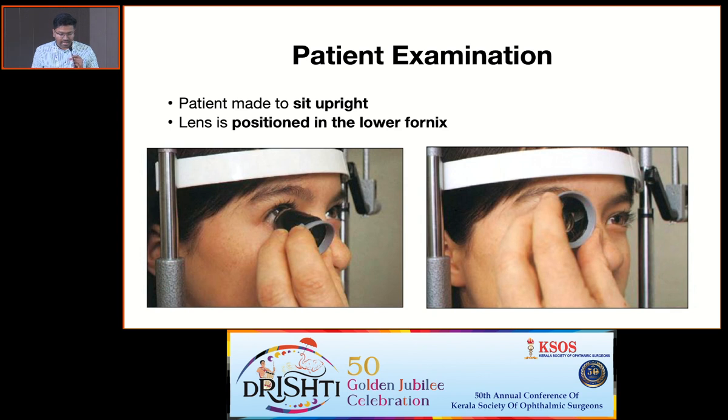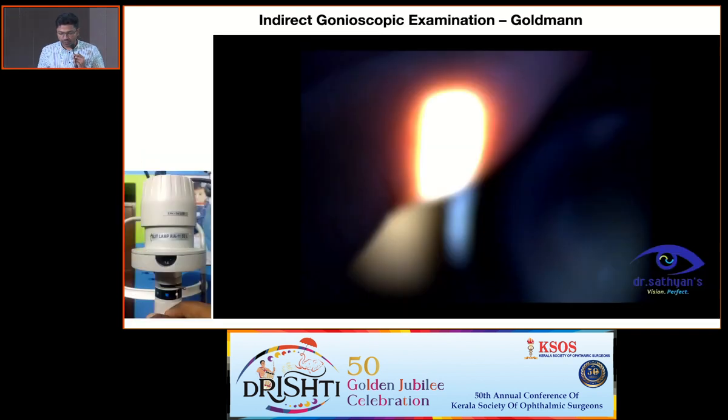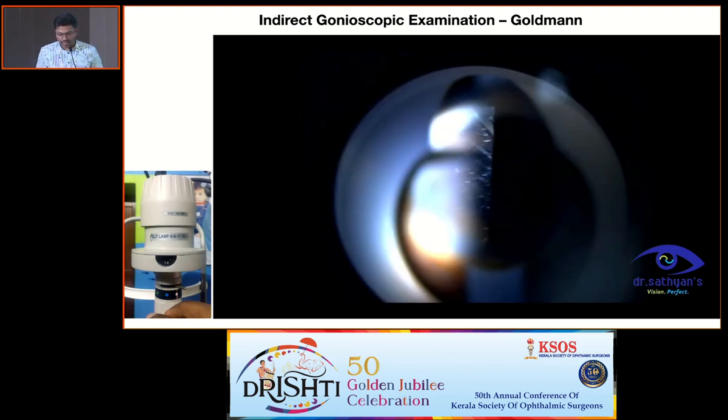So let's start with the basics. We will explain to the patient what we are going to do, make the patient sit upright, and position them at the slit lamp, and we have to position the lens starting with the lower fornix. All these simple things we have to focus on. So let's go to the next step, which is indirect gonioscopic examination with a Goldmann lens.